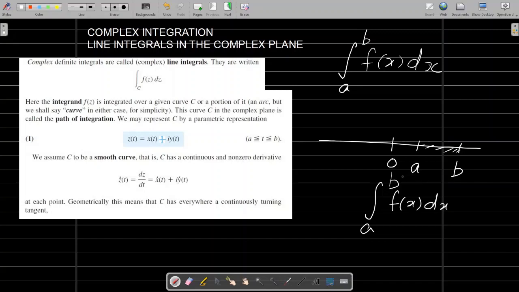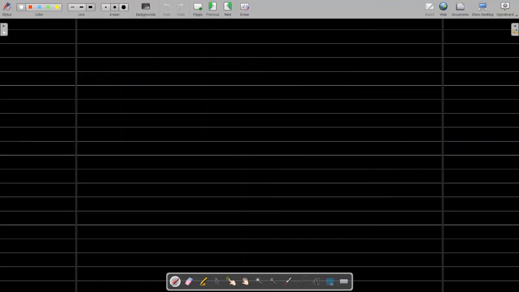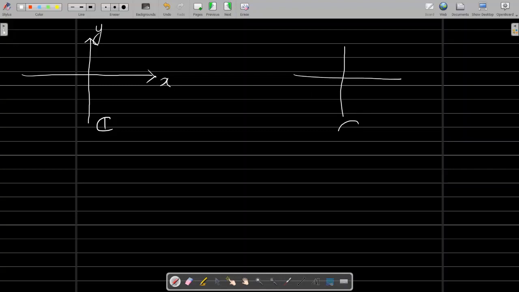Now when it comes to the complex plane, the scenario is a little bit different. In the complex plane, your domain is a two-dimensional plane, the complex plane, with the real axis taken as the x-axis and the imaginary axis taken as the y-axis. And the range is also a two-dimensional plane, the complex plane, with the real axis as the x-axis, we call it the u-axis, and the imaginary axis, we call it the v-axis.